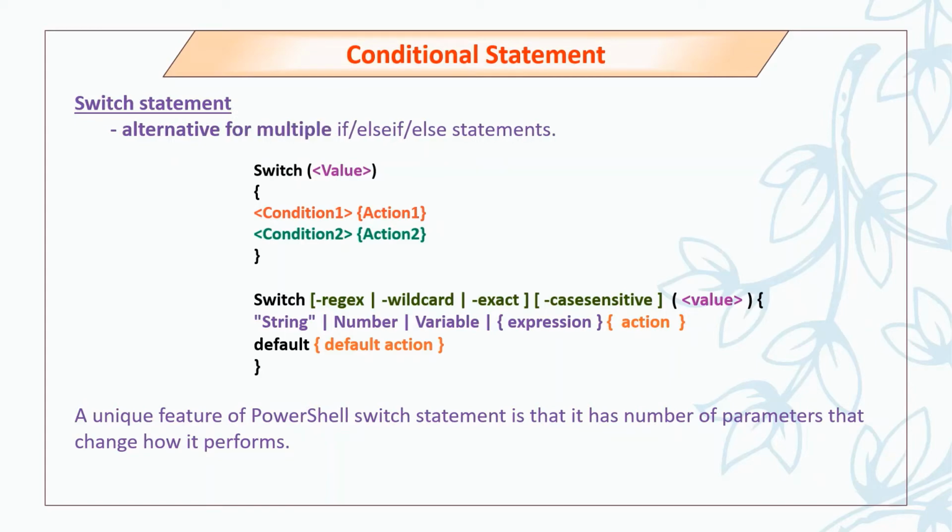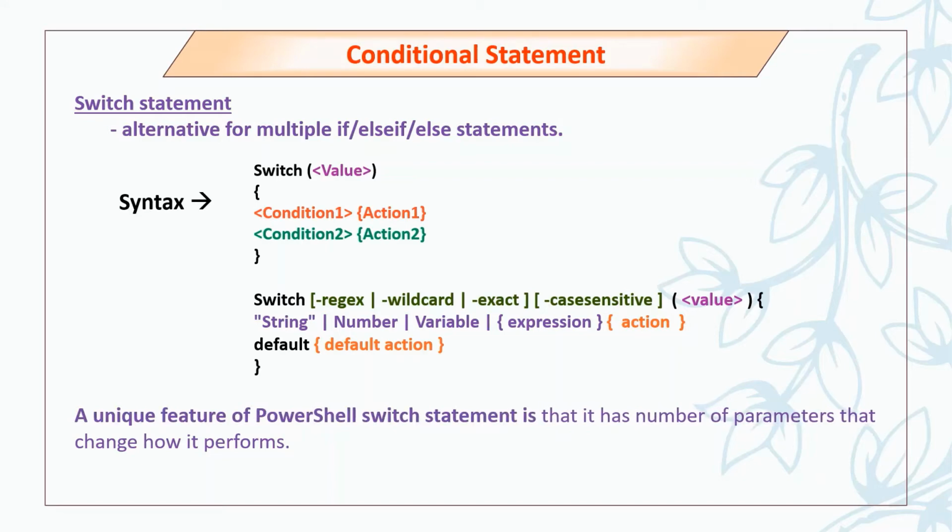Switch statement. The switch statement is an alternative for multiple if, else if, and else statements. As you can see in the syntax, whatever condition is matched with the value, the corresponding action will be executed. A unique feature of the PowerShell switch statement is that it has a number of parameters that change how it performs. In this video, we'll see a simple scenario of the switch statement. For more detailed information on the switch statement, you can refer to our blog.